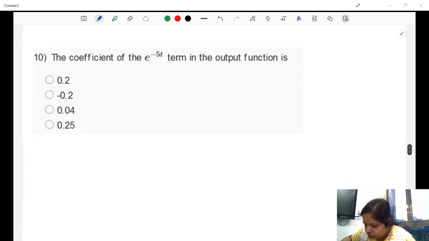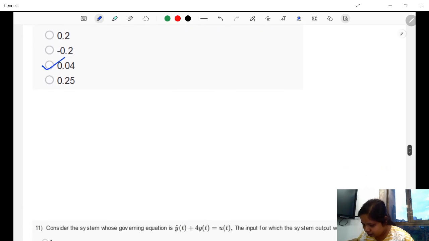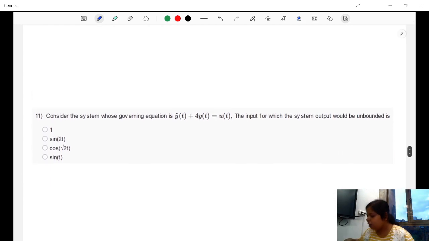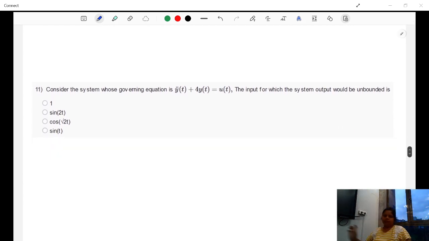Okay. So what is the coefficient? So yeah, it would be 0.04. You get this only if you solve using time domain analysis. Okay. So now we'll start with something different.